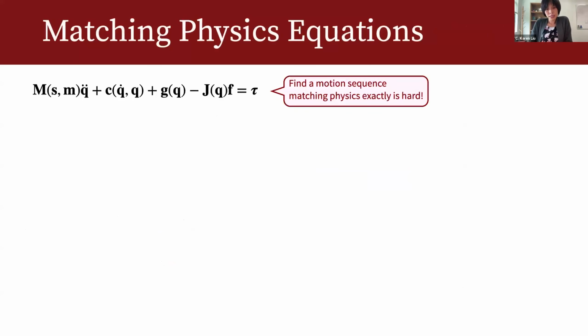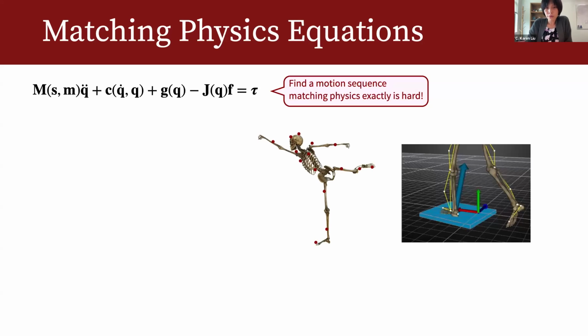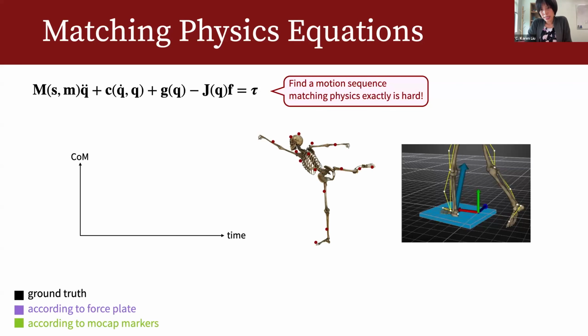Essentially, the technical challenge boiled down to finding a kinematic motion sequence that matches the physics equation exactly. Here we write down Newton's second law in the Lagrangian formulation. We have two sources of observation from different sensors, the mocap marker positions and the ground reaction force from the force plates. If we plot the center of mass trajectories, we can see that the different sensors will give you a different version of the ground truth. So here the black curve indicates the ground truth.